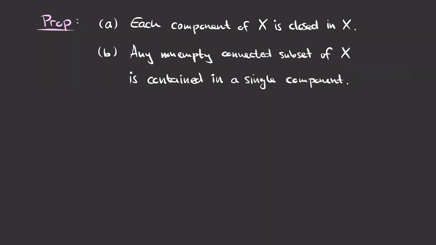Next, we'll look at some properties of components of a space. So the first property says that every component of a space X is closed in the space. While the second property says that any non-empty connected subset of X is contained inside a single component. Both of these properties follow fairly easily from properties of connectedness we saw in a previous video. So for the first part, we need to show that every component is closed. So we let C be a component of X.